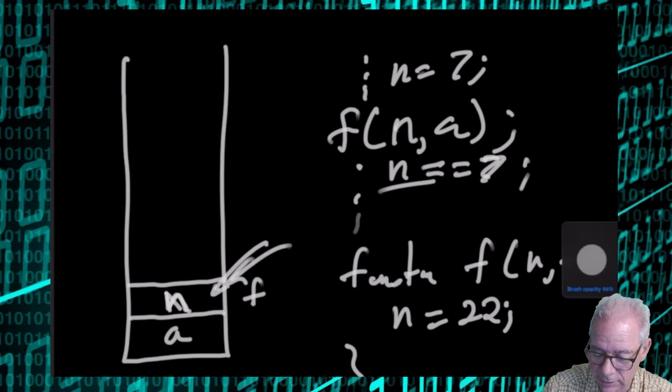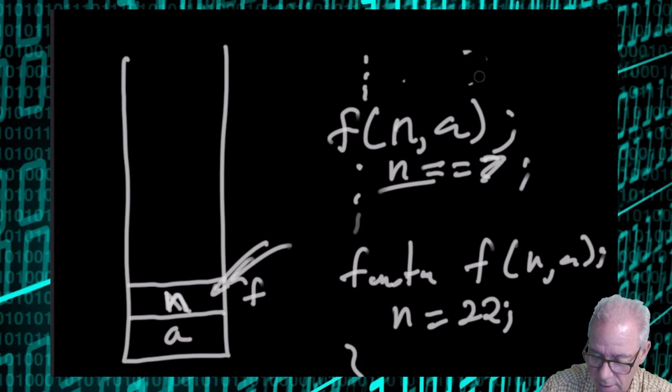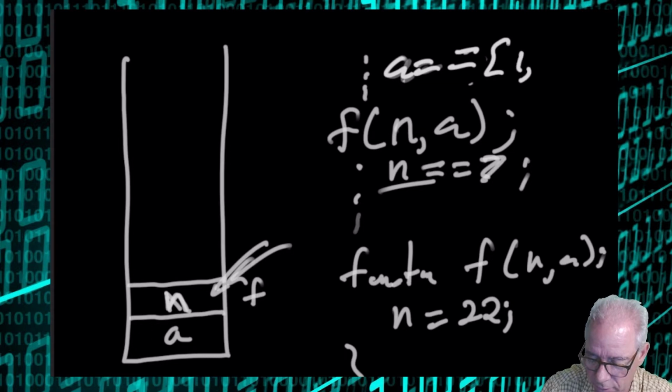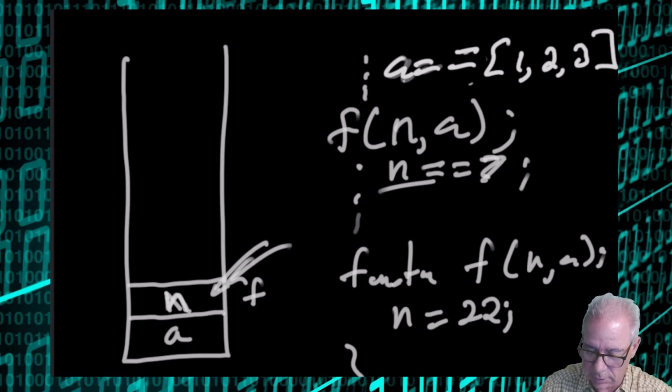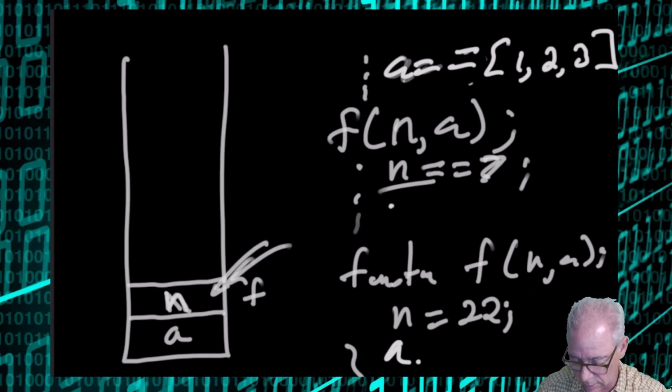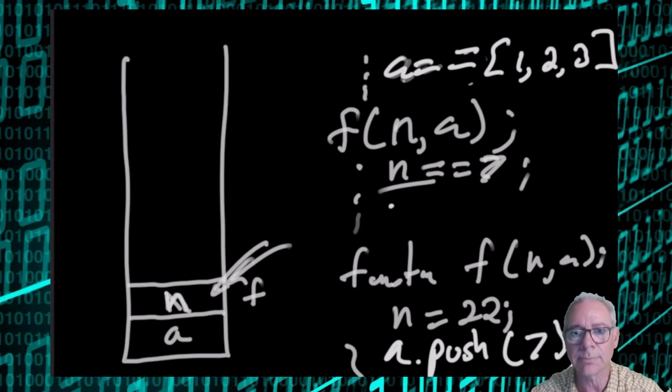So if in this same code here I had something that said A has a particular value of 1, 2, 3, and if down in my function I said A dot push 7, then that is actually going to modify the original array. So you'll end up with A being 1, 2, 3, 7 now.